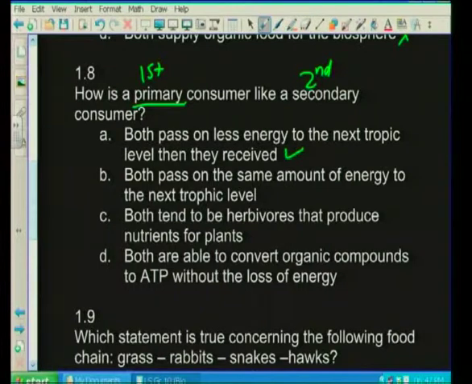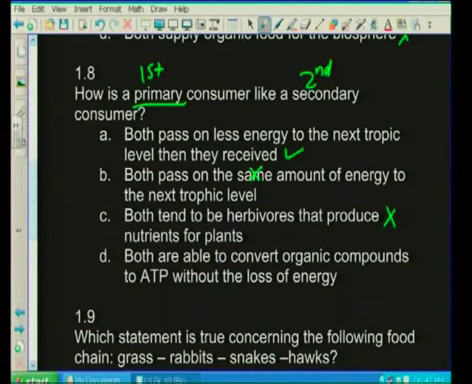Both pass on the same amount of energy. It can't be the same, because energy gets less. So every level the energy gets less, so it can't be the same. Both tend to be herbivores. We know that only primary consumers are herbivores. It can't be that one.